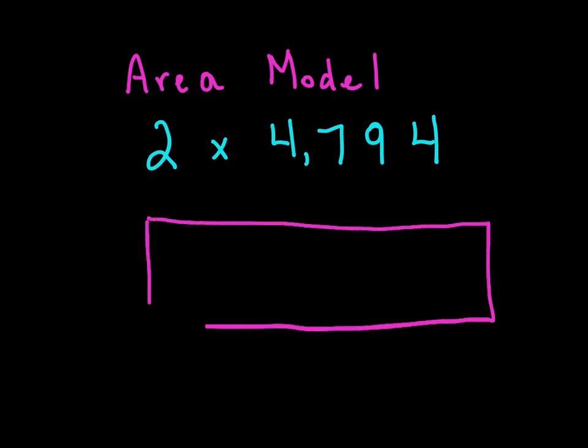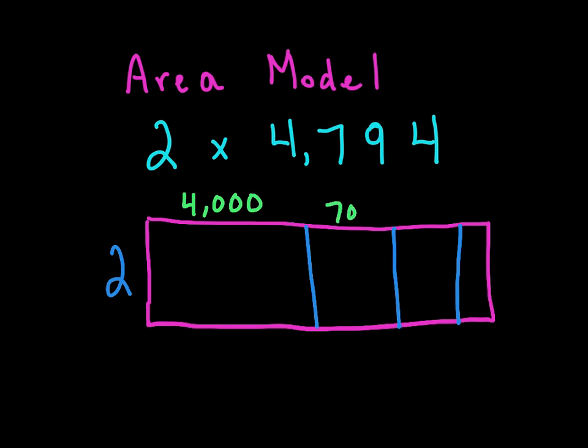And it looks like we don't have any zeros, so I have to find a place for each one of these. And we're multiplying by 2. So we have 4,000, we have 700, and we have 90, and then we have 4 ones. So let's place that in there. We've got 4,000 on top, we have 700, we have 90, and we have 4. So now we can multiply.